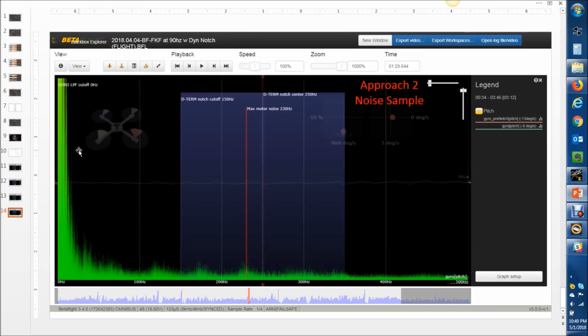It would be nice to have, or could be baked into maybe Betaflight 3.5, a dynamic notch that enabled itself if the noise magnitude got above a certain threshold. That would be awesome. Again, thanks. I hope this helps.